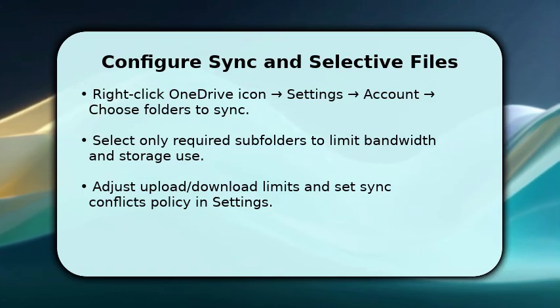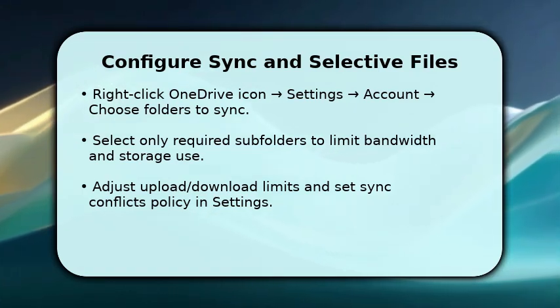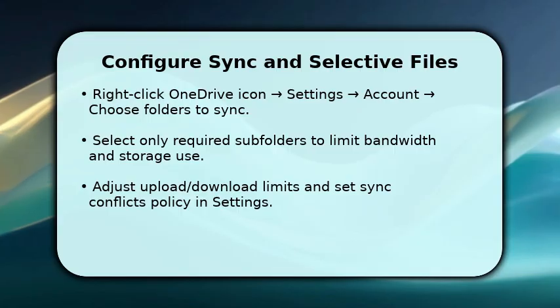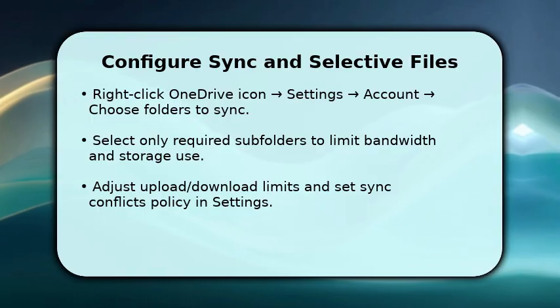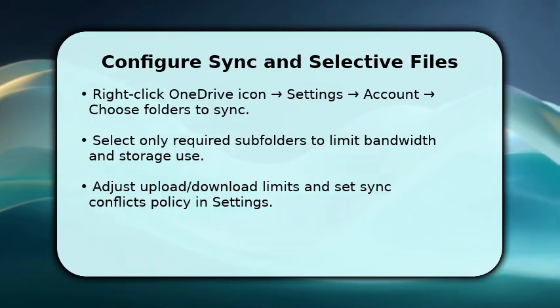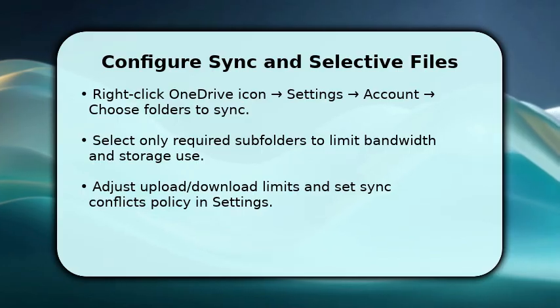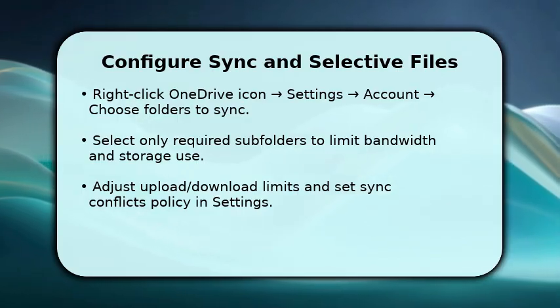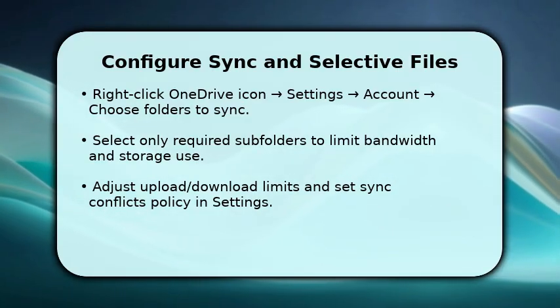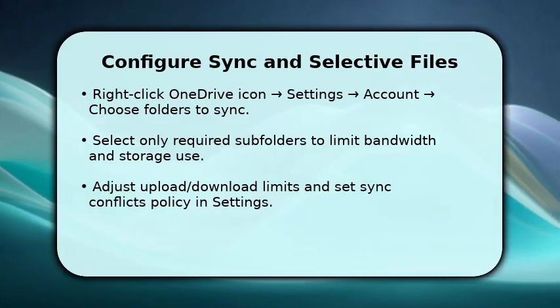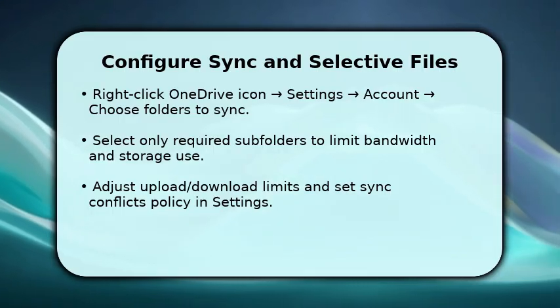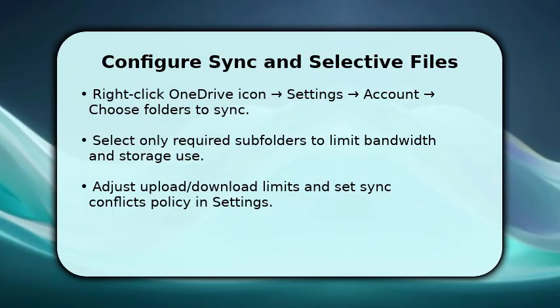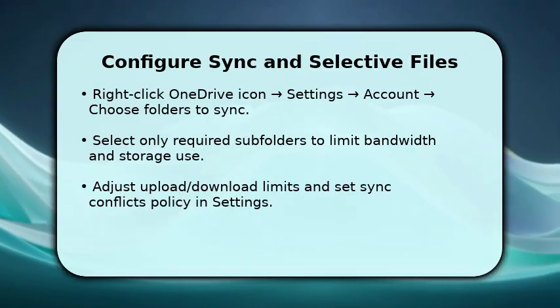Next, open the OneDrive settings and connect or add a folder by using the Account tab and the Choose Folders dialog. This lets you map which local folders sync to the cloud. Once done, select only the subfolders you need to reduce bandwidth and local storage usage, and make sure to configure upload and download limits if you're on a metered connection. Finally, set how conflicts are handled so the client knows whether to keep both copies or prefer newer files.